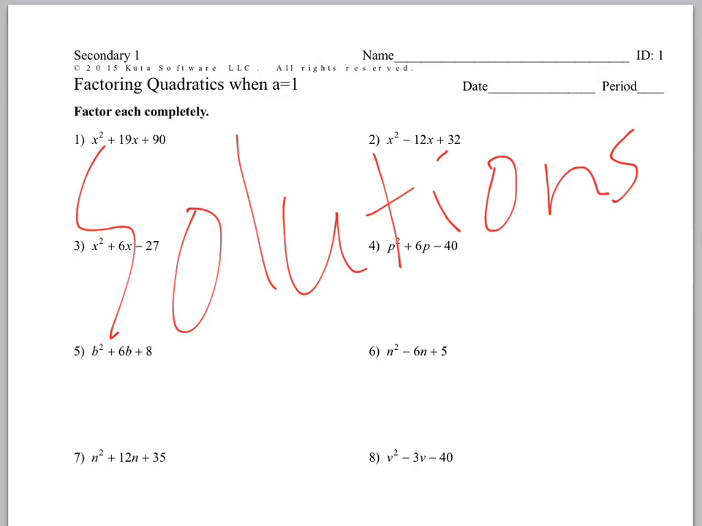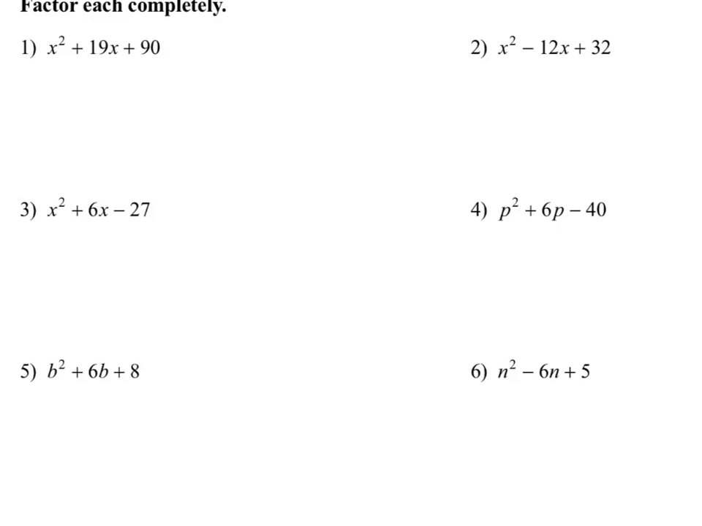Alright, it's time for the solutions for the factoring quadratics when a is 1. That means basically on all these, if you look at the leading coefficient there, they're all 1, as in there's no number in front. And that actually makes it quite nice in trying to factor these, because what you need to do is you go to the last number, and you need to think of the factors that would multiply to give you this, and if you were to add them, give you this coefficient.